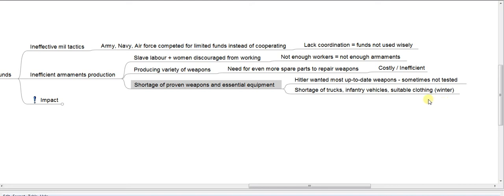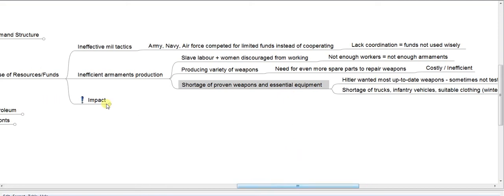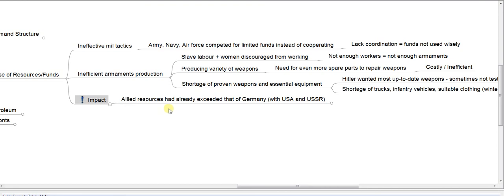Okay, they couldn't sustain the effort. A lot of German soldiers actually froze while fighting against the Russians. Okay, so again, it hampered their war effort. So what kind of impact was that?